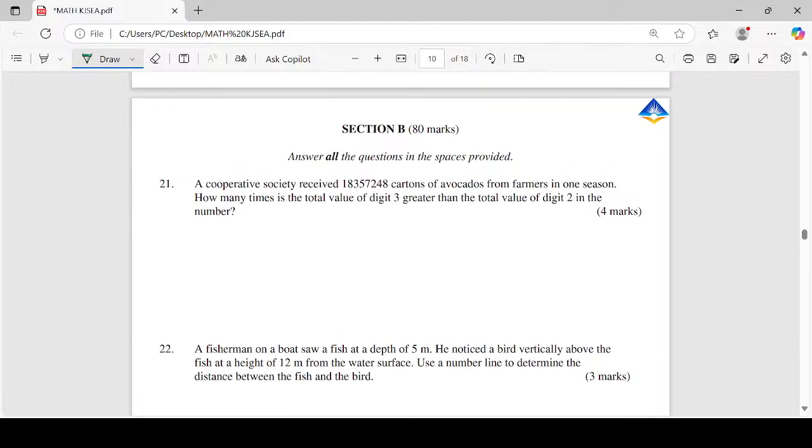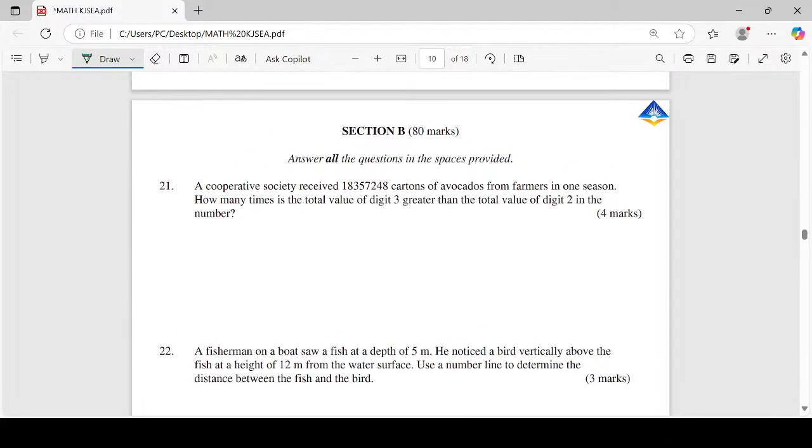Let's go to section B very fast. Section B, learners, is 80 marks, so it's very important. And in section B, we don't have choices. Now we are going to do calculations and show our working. Don't forget that.